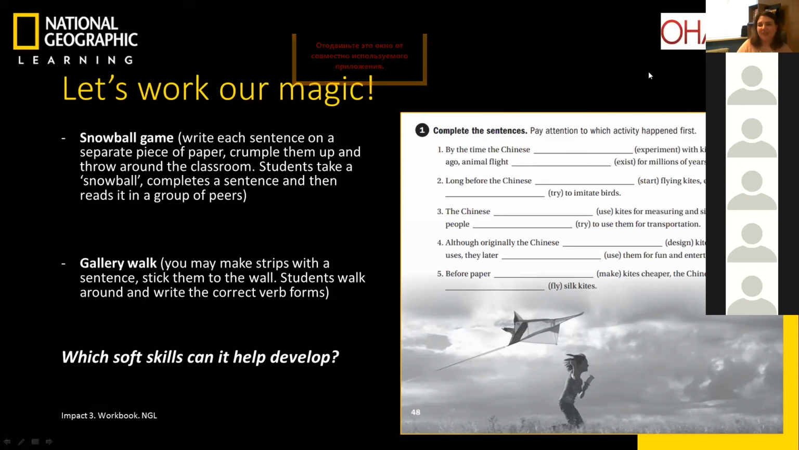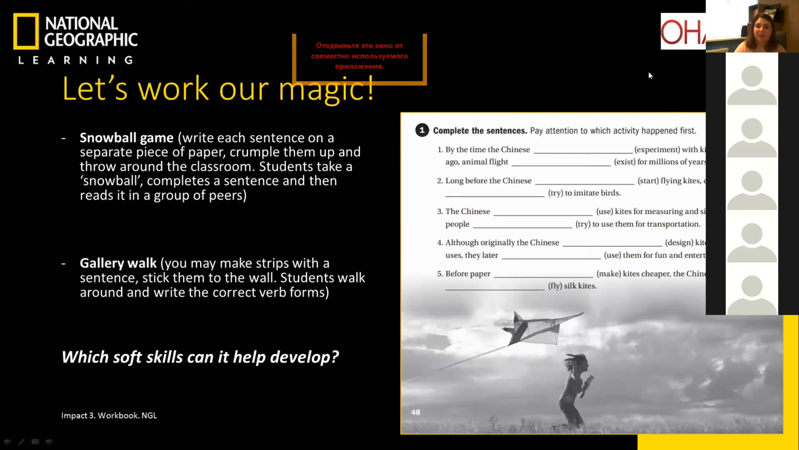And then they may be working in groups and pairs, maybe in one big group, and read their sentence aloud in a group of peers. So again, they will be practicing past tenses, of course, but they will do it in a more creative way, in a fun way. Alternatively, you can turn it into a gallery walk.